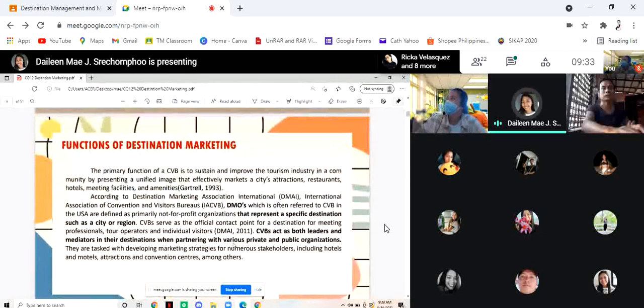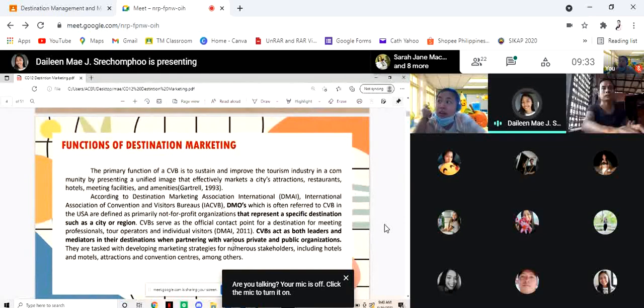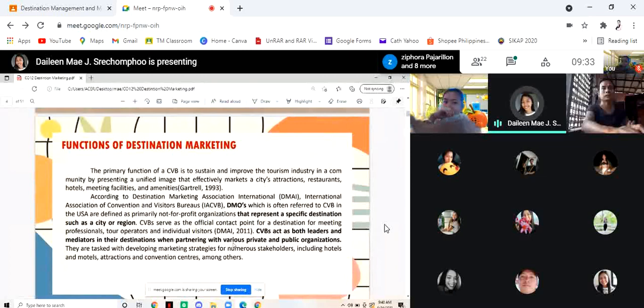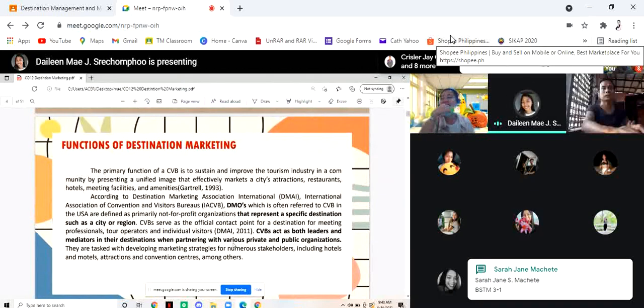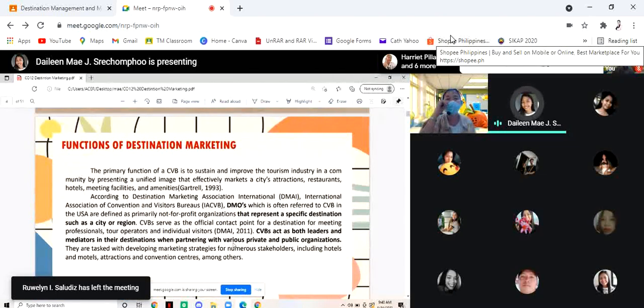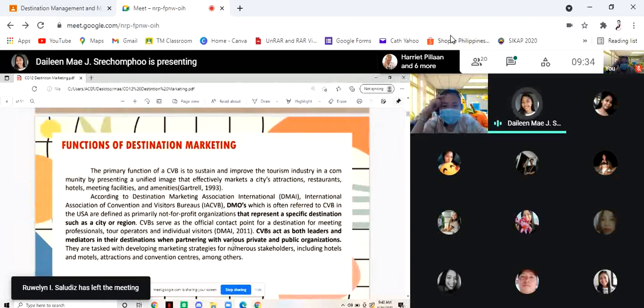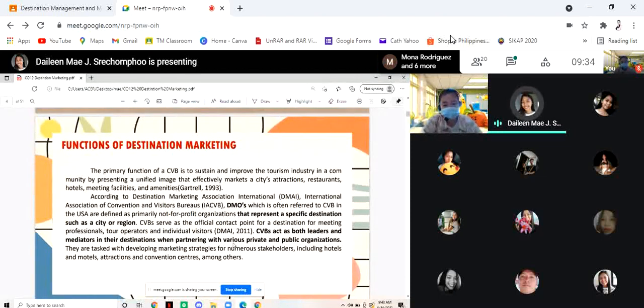Functions of destination marketing. The primary functions of a CVB is to sustain and improve the tourism industry and community by presenting a unified image that effectively markets a city's attraction, restaurants, hotels, meeting facilities, and amenities. So, ano yung CVB? DMOs is often referred to as CVB sa USA. So, huwag kayong malito kapag napakinggan nyo yung CVB kasi ang tawag lang sa DMO or Destination Management Organization or Marketing Organization sa USA ay CVB.